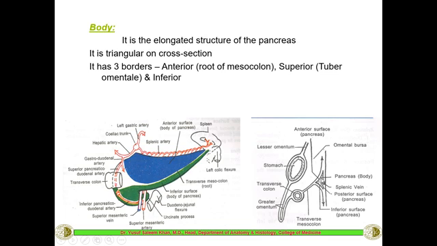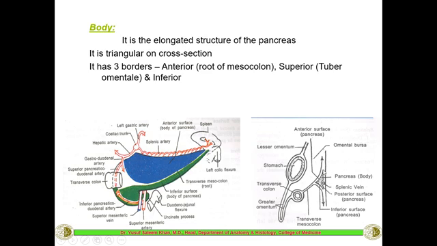One is the anterior border. This is the anterior border, which is in relation to the transverse mesocolon. This is the colon, and this is the transverse mesocolon, which is attached to most of the part of the body. So this forms the anterior border, which is for the root of the mesocolon.